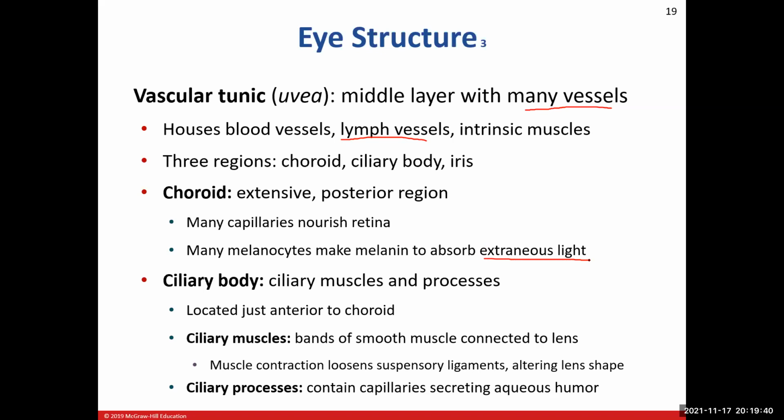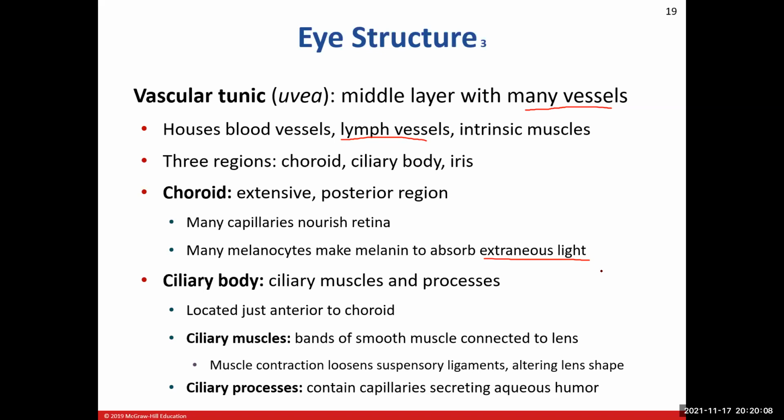Now on to the ciliary body. Let's talk about how we are going to manipulate the shape of the lens so you can focus in on things. If I'm looking at the mountains in the distance and then I look down at my feet for whatever reason, I will need to change the shape of my lens. And so the ciliary body is going to play a role in that. So the ciliary body is made up of the ciliary muscles and the ciliary processes.